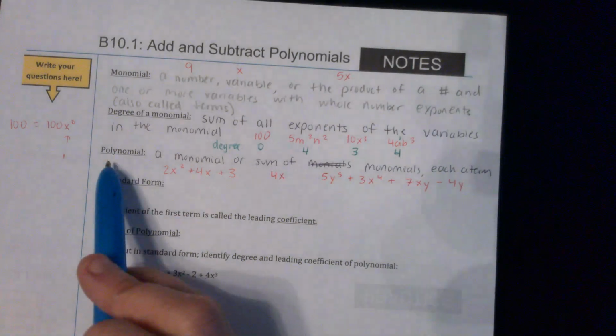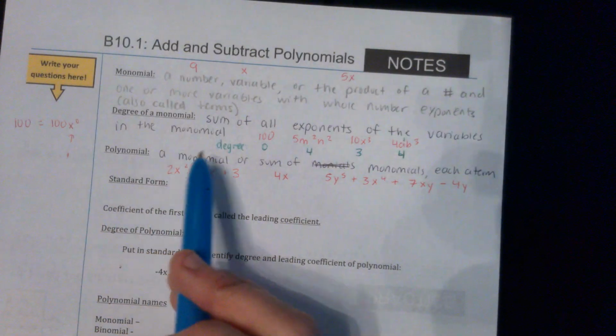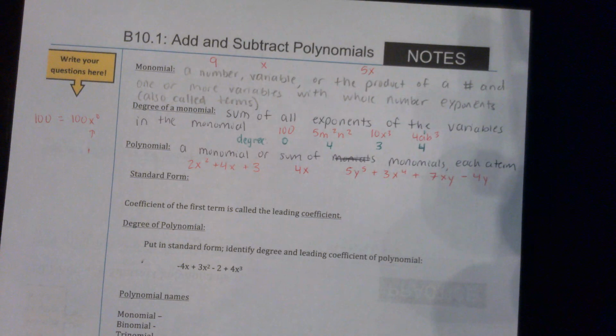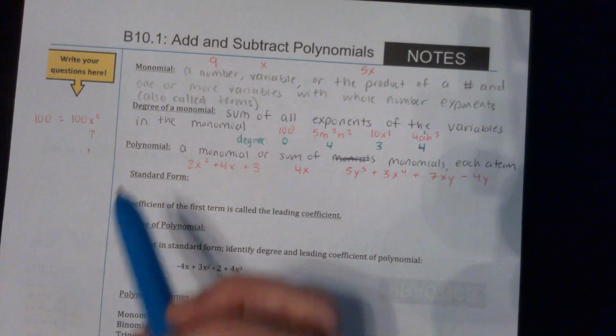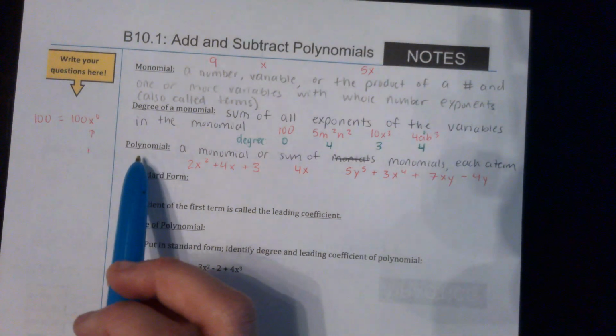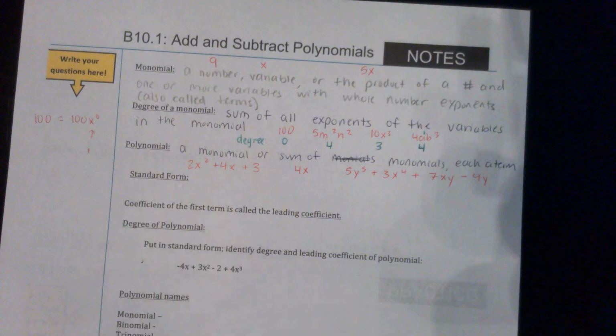Remember, poly means many. Think of polymer, which is like types of plastics, like many plastics, or polyamorous, if you have like 2 boyfriends or 2 girlfriends.